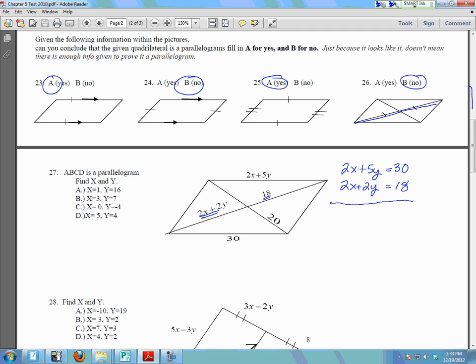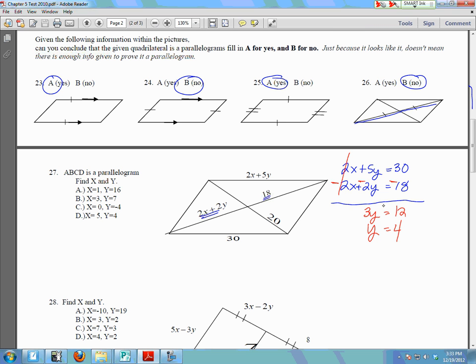Now I recognize that the x's have the same coefficient. I just need to change one so that it's negative. So I'll make this negative, make that negative, make that negative. Add down, that'll go away. This will give me 3y. This will give me 12. So y ends up being 4.